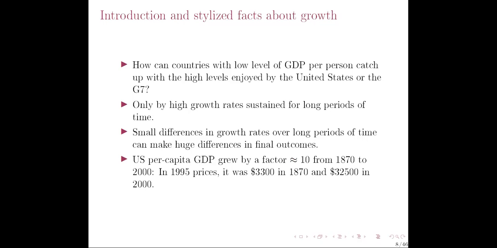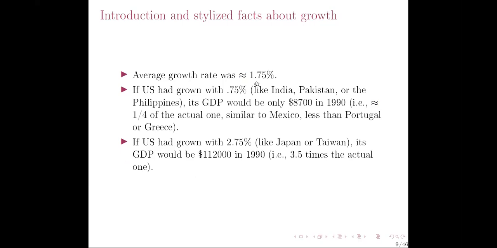You must have learned about the power of compounding. For example, the US per capita GDP grew by a factor of 10 from the 1870s to 2000. In 1995 prices, it was $3,300 in 1870, and it was $32,500 in 2000. The per capita income in the US increased 10 times. And how was that possible? That became possible because the average growth rate of the US was just 1.75%.